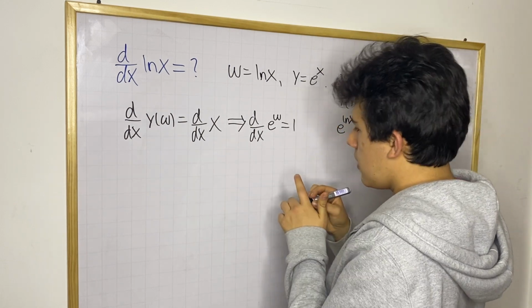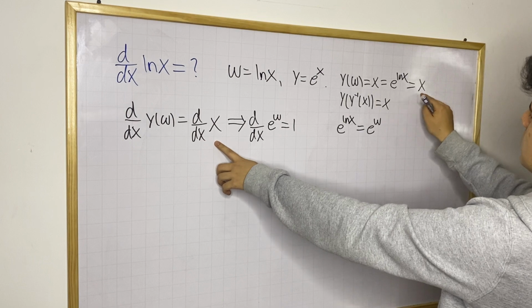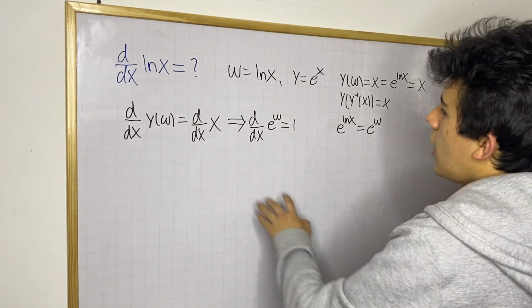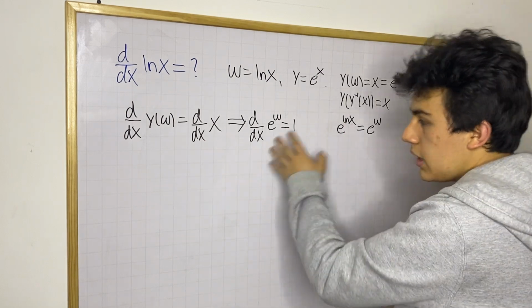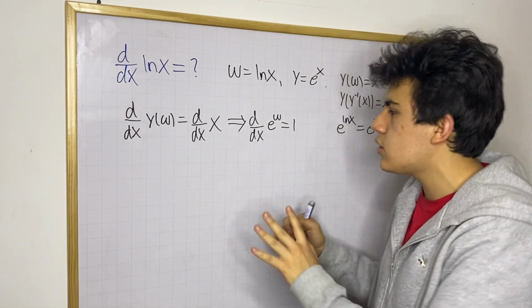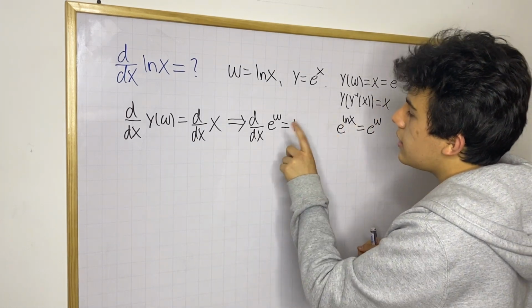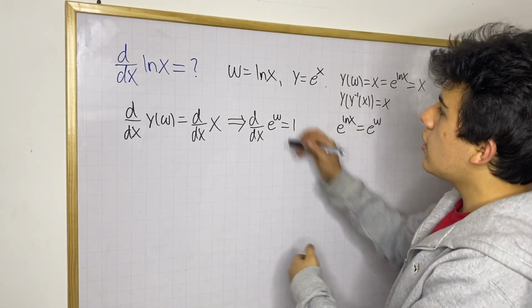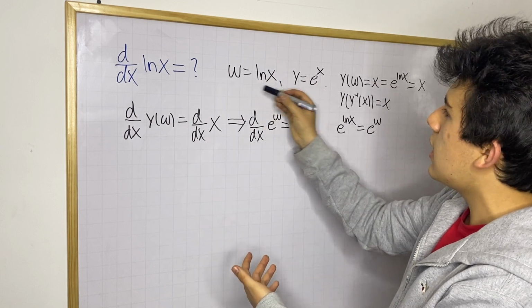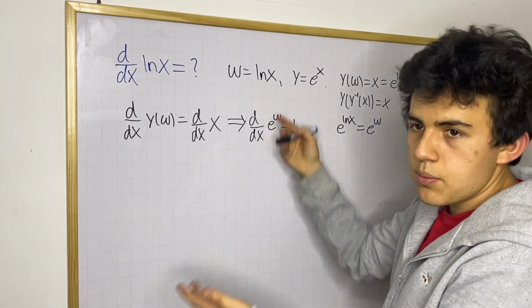We know it's just going to be 1, okay? This x just comes from this equation, from this x over here. So now we only need to find dw over dx, and we can use implicit differentiation for that, because that would be the derivative of ln x. dw over dx would be ln prime, okay?